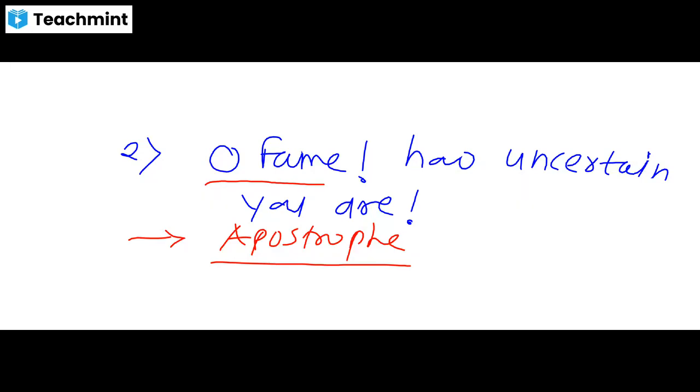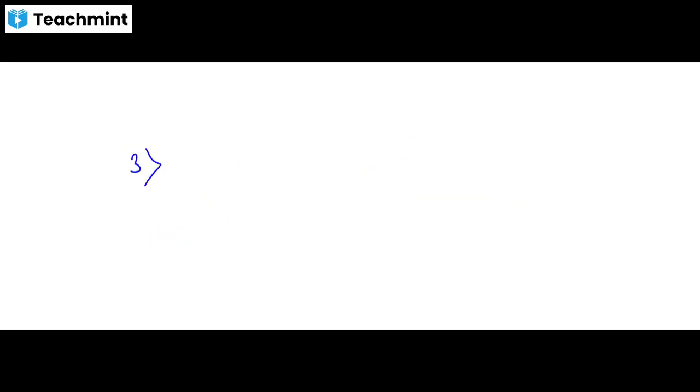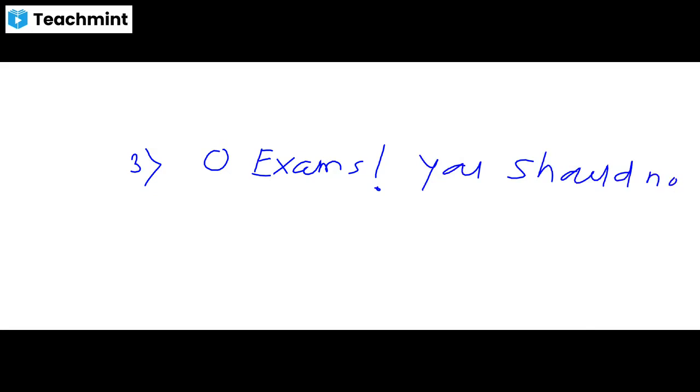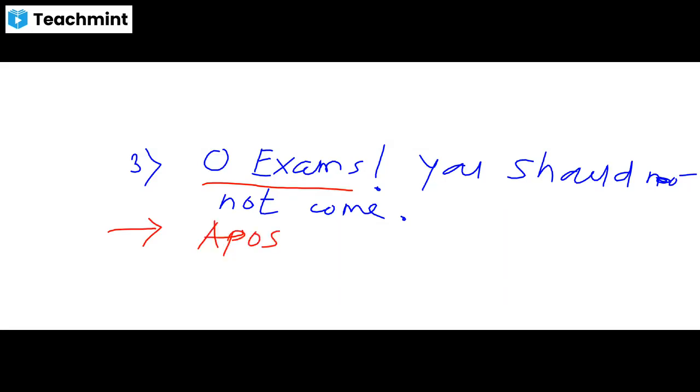One more example we can take. "O exams, you should not come." Here, the poet addresses exams. That's why this figure of speech is called apostrophe.